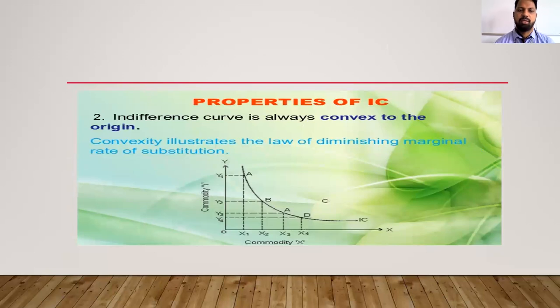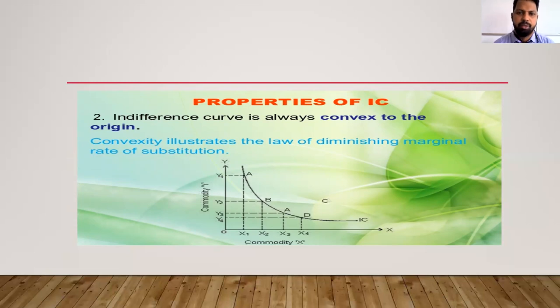The second one is that the indifference curve is convex to the origin. The indifference curve is always convex to the origin. You can see that this is an indifference curve. It is convex to the zero point, or convex to the origin. The convexity of the indifference curve shows the law of diminishing marginal rate of substitution, or MRS, marginal rate of substitution.